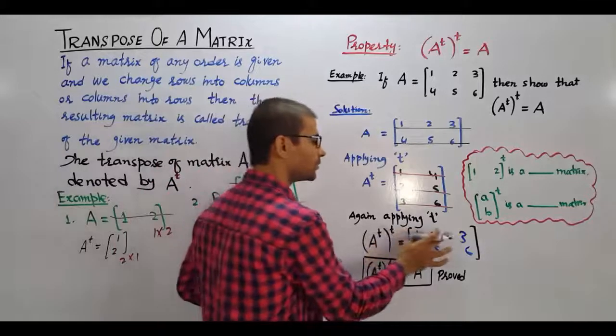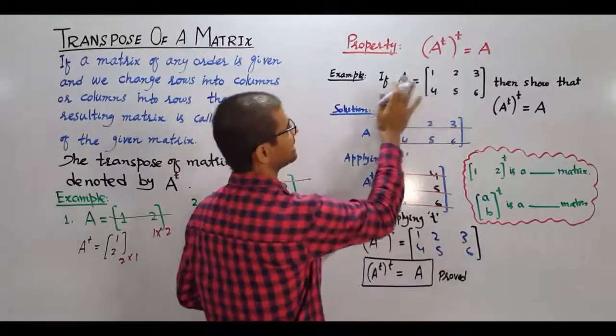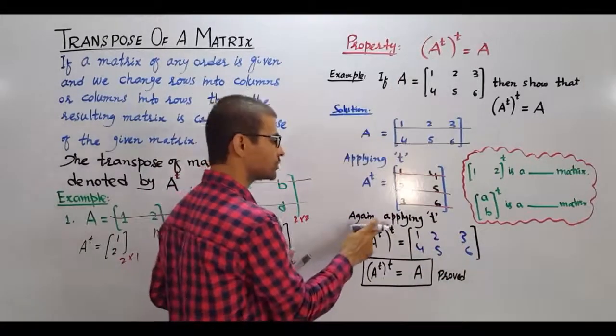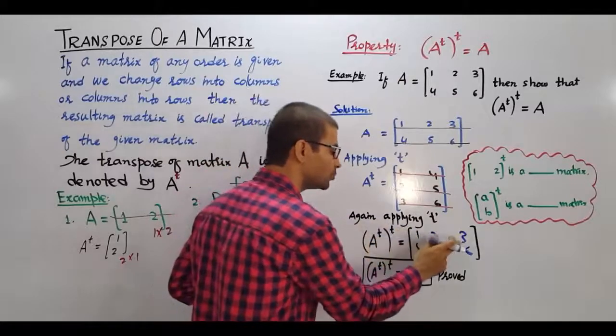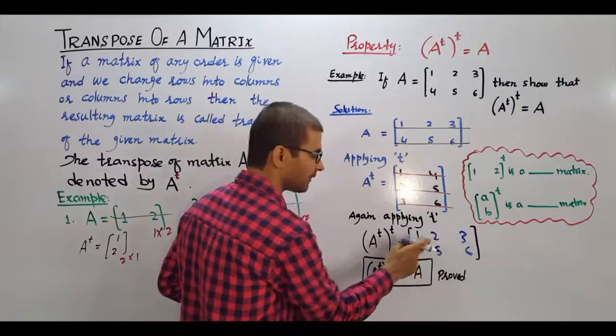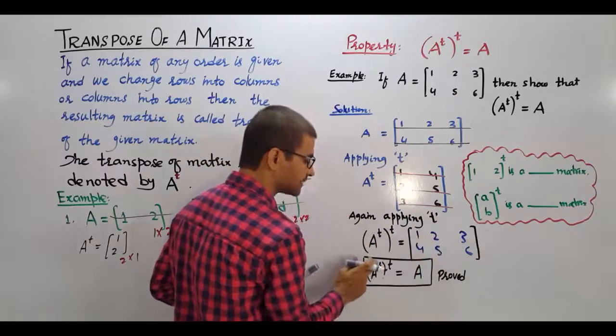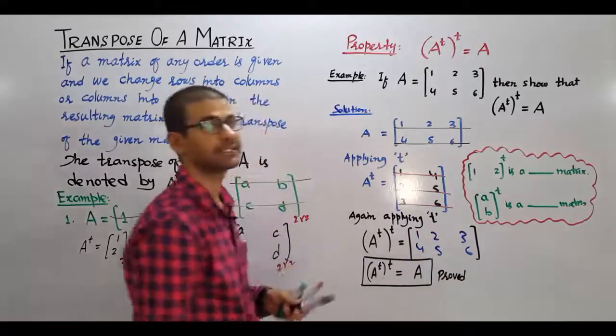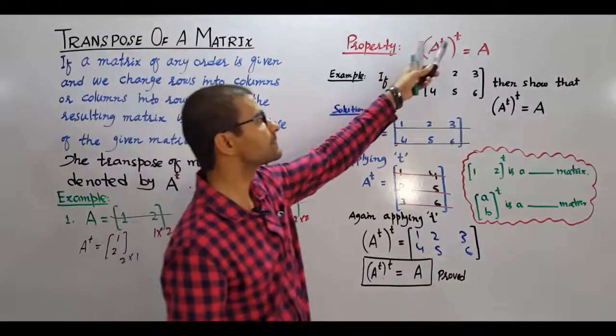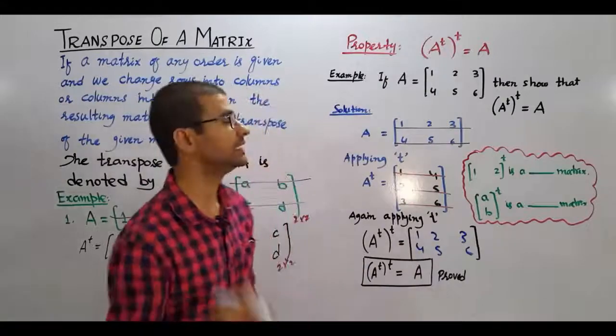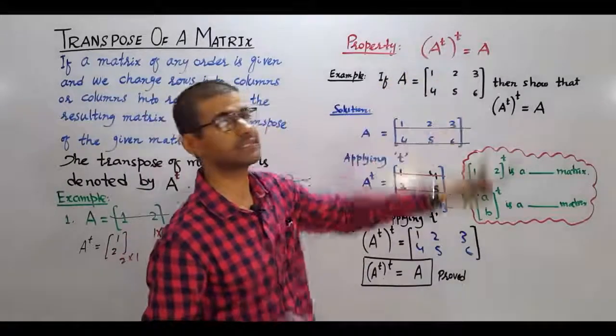Now 1, 2, 3, 4, 5, 6. This is our original matrix. A transpose to the whole transpose is equal to 1, 2, 3, 4, 5, 6. We can write it as A. So A transpose to the whole transpose is equal to A. This is a property. B transpose to the whole transpose is equal to B. C double transpose is equal to C.